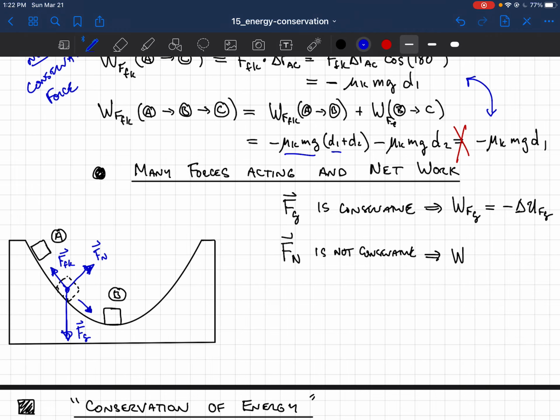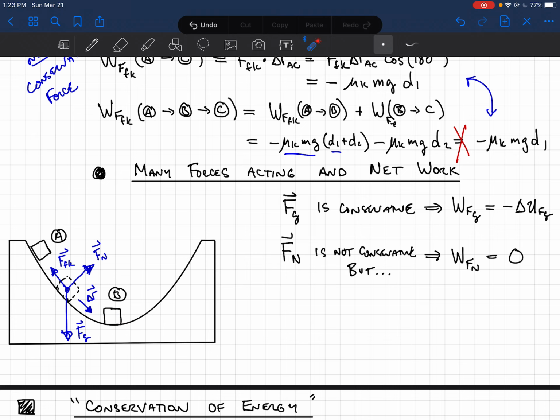Whenever something's going along a surface, its delta r vector must also be along that surface, right? The velocity points along the surface, the displacement vector points along the surface. The normal force always points normal to the surface, perpendicular, and therefore the work done by the normal force is 0. So Fn is not conservative, but it doesn't have any influence when we're calculating the work done by forces as an object moves around.